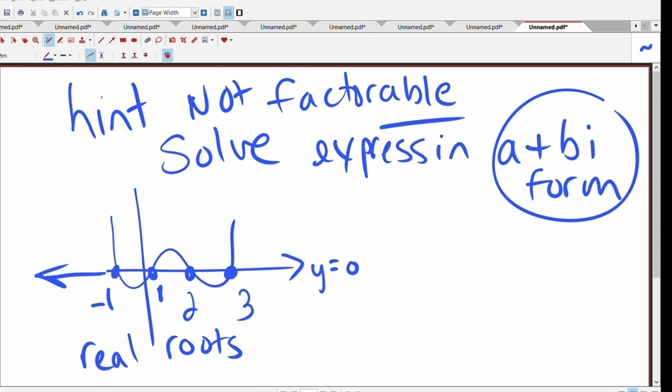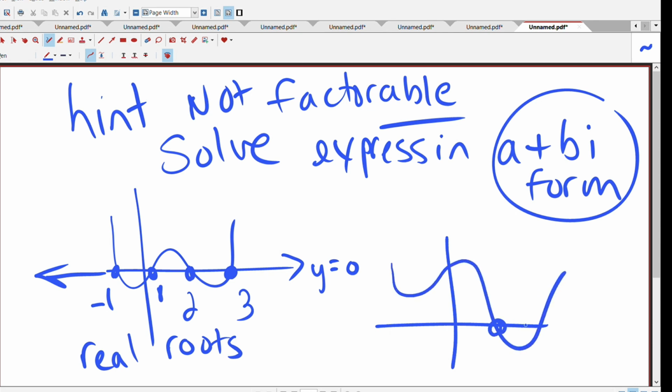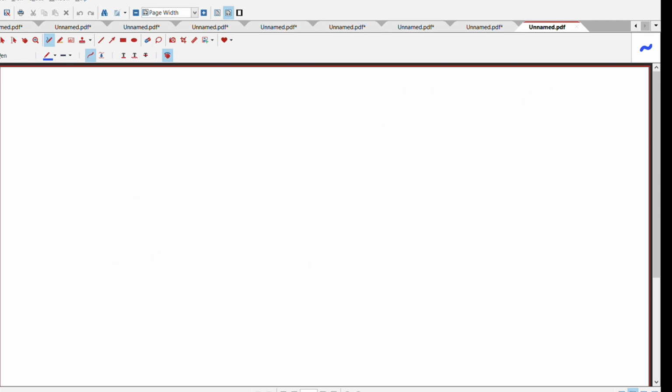But an imaginary root will never hit the axes. So here I have 2 real roots, and maybe I have an imaginary root. Maybe over here there's an imaginary number that exists, but it's not going to touch the x-axis. So that's very important. I'm going to do one complete the square.